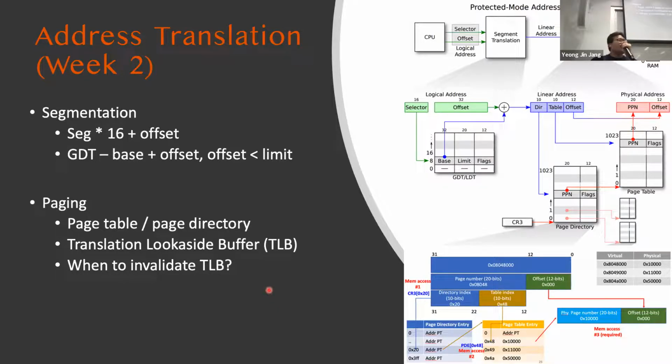Inside of JOS, what we have done is actually the same. For segmentation, we just enable the full memory range from 0 to 4 GB as the available range. That's like completely ignoring the feature of segmentation.